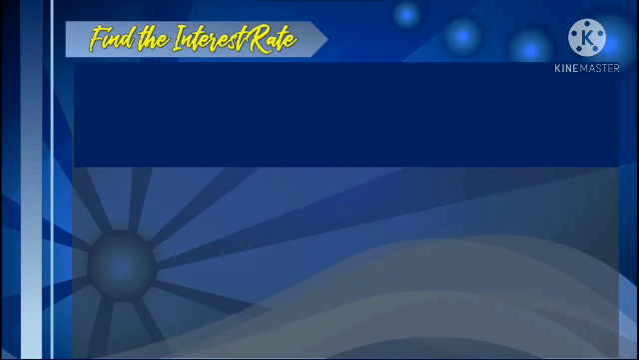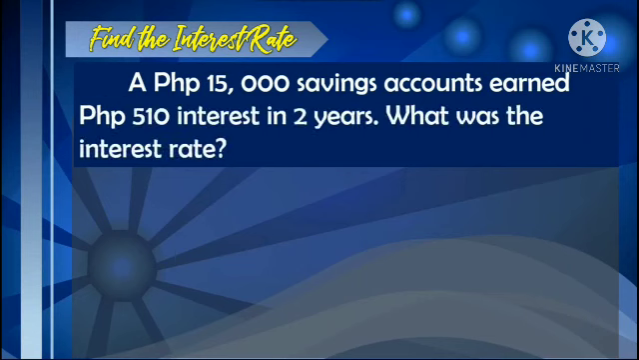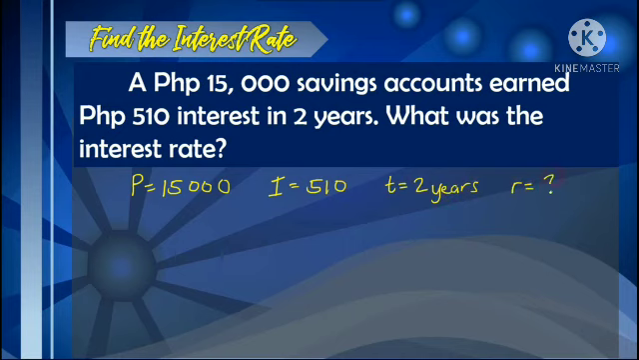Okay class, so second example. Finding the interest rate. A 15,000 savings account earned 510 pesos interest in 2 years. What was the interest rate? So here we have 15,000 as our principal value. The 510 pesos is the interest earned, and the time is 2 years, and the unknown is the rate. So following the formula I equals P times R times T, we have to substitute the given values.